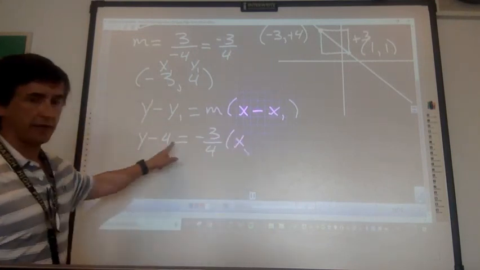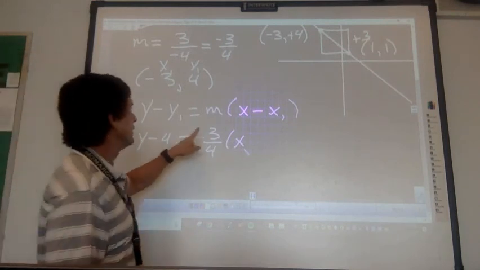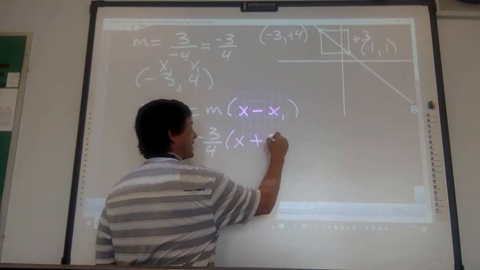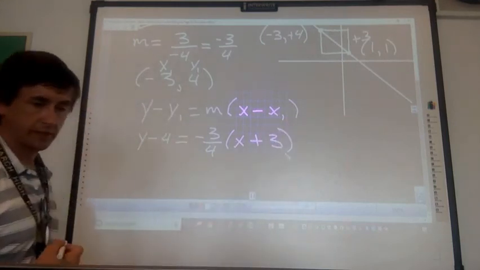This x I always write. This y I always write. And then my x value is -3. I'm going to use opposite signs to make it +3.